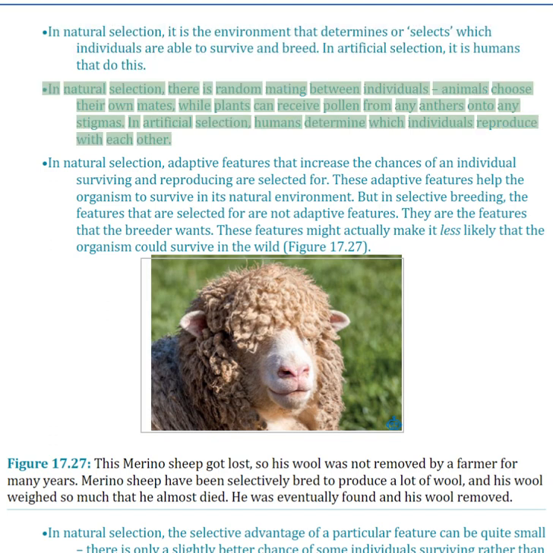In natural selection, there is random mating between individuals. Animals choose their own mates, while plants can receive pollen from any anthers onto any stigmas. In artificial selection, humans determine which individuals reproduce with each other.